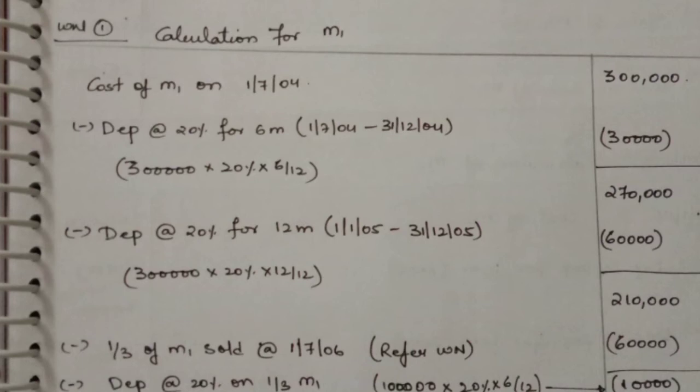So what is 1/3 of 3 lakhs? 3 lakhs into 1 by 3 comes to 1 lakh. So 1 lakh into 20% into 6 divided by 12 comes to 10,000 rupees. This 10,000 rupees is the depreciation you need to deduct from the working note. You need to deduct it from the net cost of the machinery.